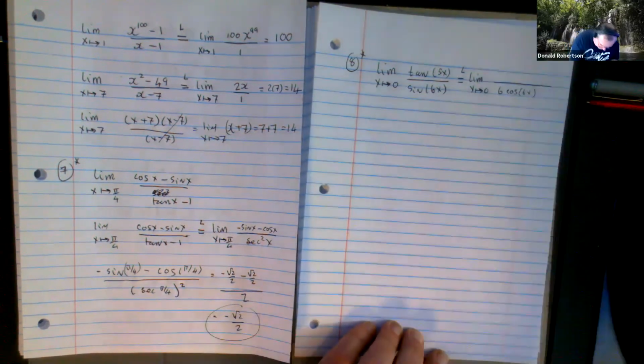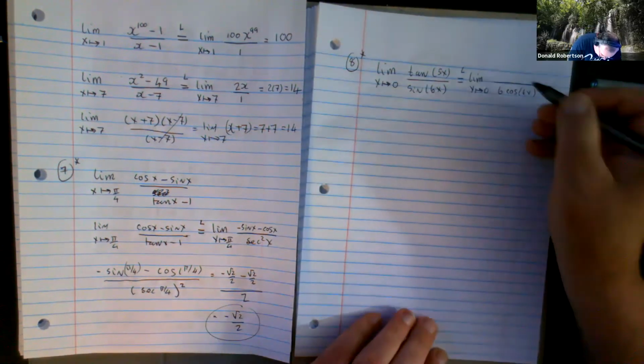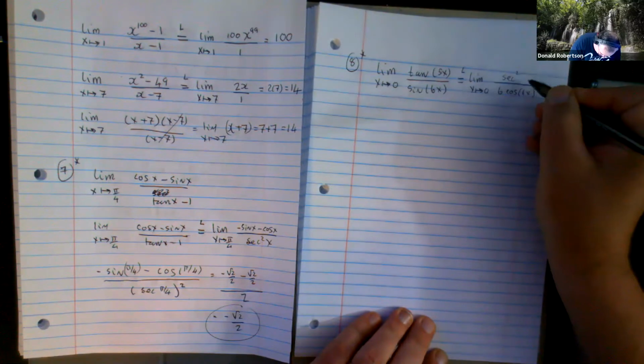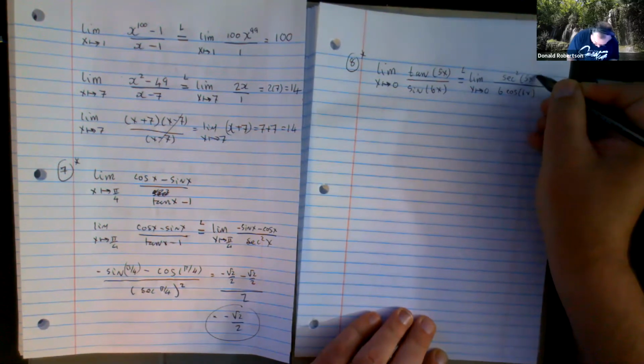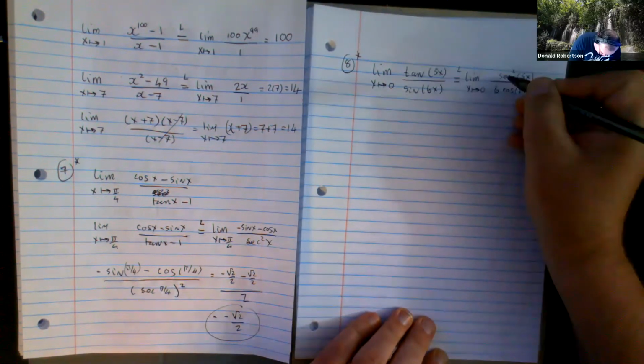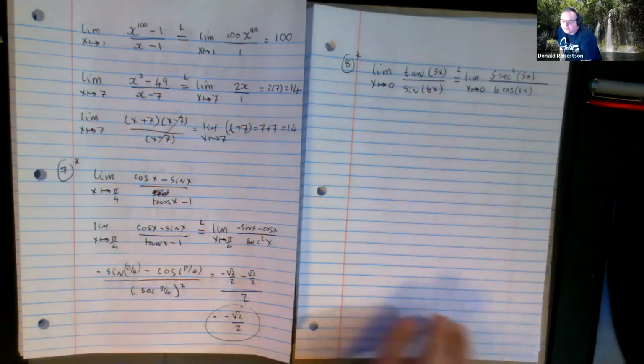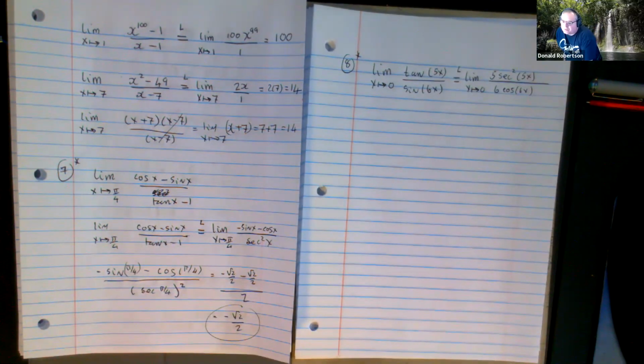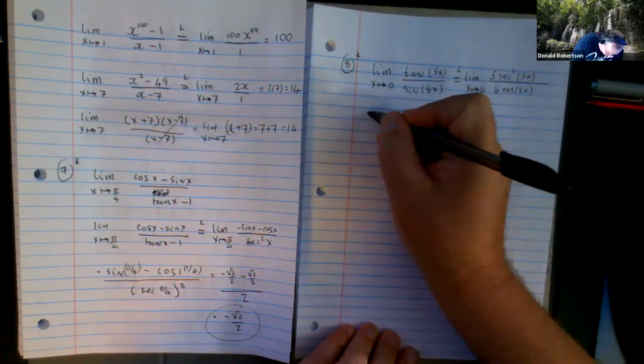Now, the tangent of 5x is the secant squared of 5x times a 5. Right, so they're both chain rule. Are you happy about where the 5 and where the 6 came from? Right. Now I'm going to plug in 0 and see what happens.